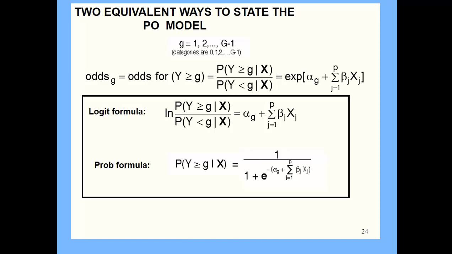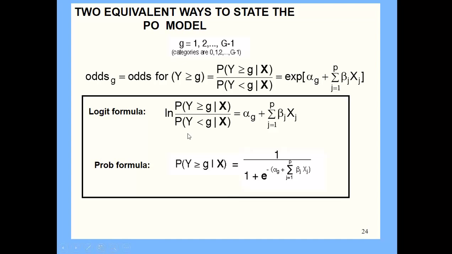P of x over 1 minus. Does this look like P of x over 1 minus P of x? Look what's here. Probability y greater than or equal to g, given x, divided by the probability that y is less than g. Is the denominator 1 minus the numerator? As somebody might say, you're darn tootin'. Or I don't know who would say that. But yes, the denominator is 1 minus the numerator.